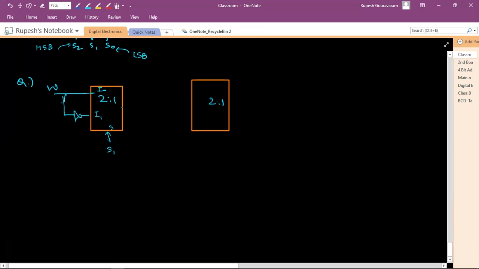And this is connected to I naught and this is connected to I1. So this is a bit G. Let us take this as function G. So this is F. This is S2. I need to find out what is F. That is the question.